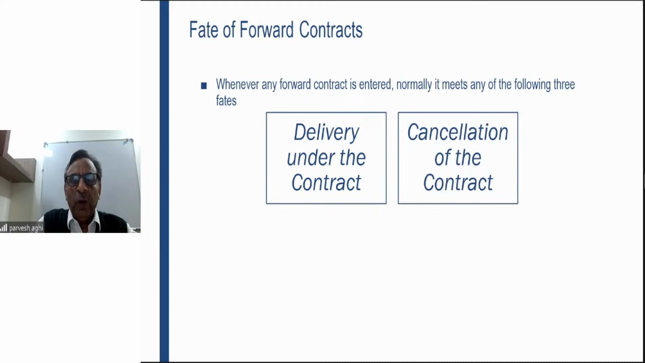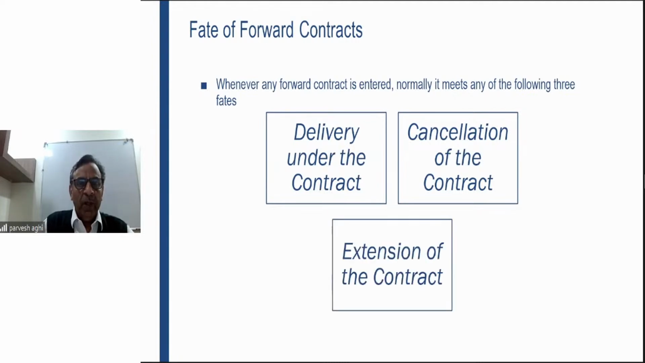Then cancellation of the contract. Sometimes it may happen that we don't require the contract. We have already taken a contract, and because our import or export order got cancelled, we need to cancel the corresponding forward contract with the bank. Then it may happen that we need to go for extension of the contract, because if we are an importer, we are not able to import the goods in time, and the credit period will also go forward. So we need to extend the contract.